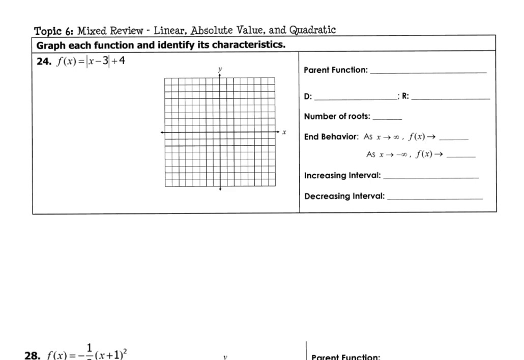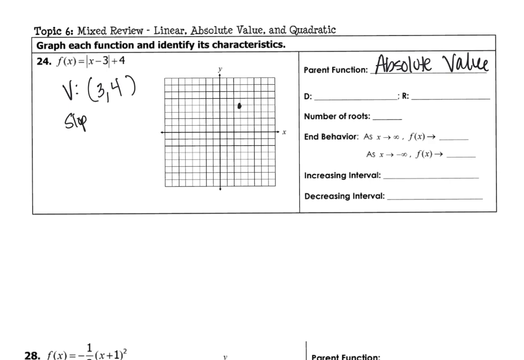So on 24, I have the absolute value of x minus 3 plus 4. Well, because I see this has absolute value bars, that means its parent function is, no surprise, absolute value. So let's graph using our vertex form. My vertex, because every absolute value function has a vertex, would be +3 for x, +4 for y. So we're going 3 right and up 1, 2, 3, 4, first dot.